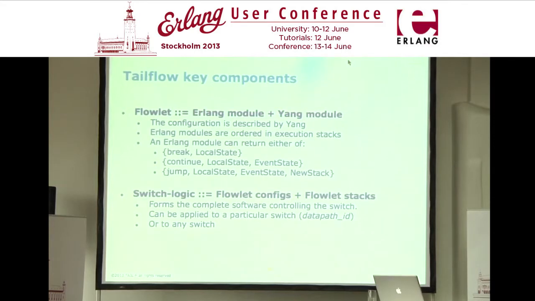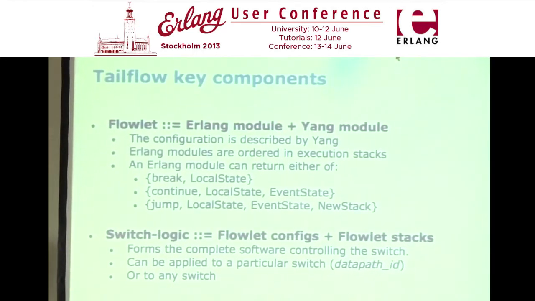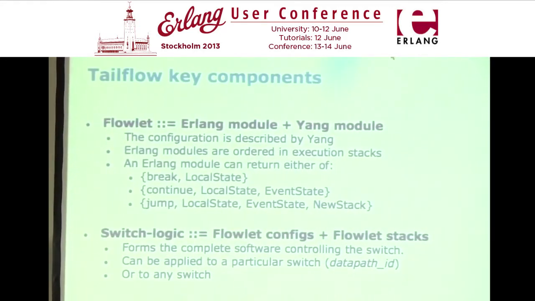So the Flowlet, as I said, consists of an Erlang module and a corresponding Yang module defining what possible configuration that Flowlet can act upon. So the configuration is described by Yang, and the Erlang modules. The Erlang module can control what's going to happen with the execution through the Flowlet stack by what it returns. So when, for example, a packet in enters the controller, the packet in callback will be called from the first Flowlet in the stack. And depending on what that Flowlet returns, something's going to happen.